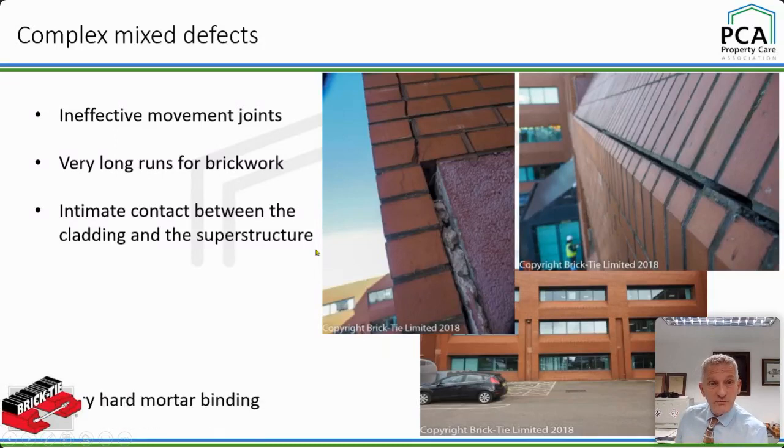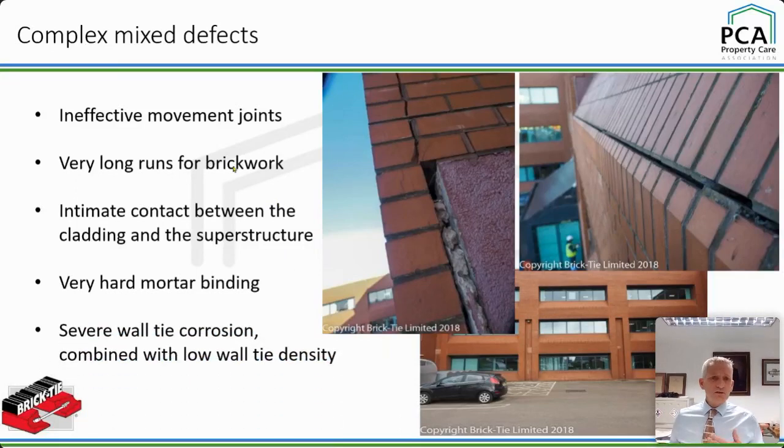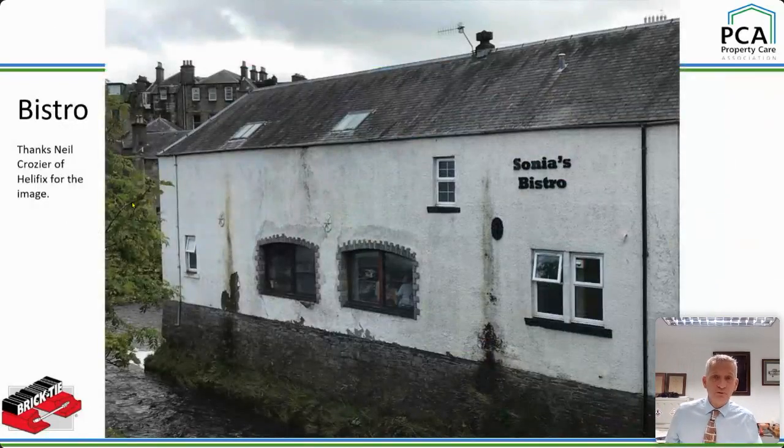What I said earlier, the point of resistance. We've got very hard mortar binding, which is terrible because it's not allowing the cladding to shuffle around as it warms up and cools down without causing a lot of cracking. It can't move. It's held hard by that mortar, so it just cracks. Severe wall tie corrosion as well, combined with low wall tie density. In fact, I used this as an example in my January webinar on this, and showed you some ties in it. So we're at the end now, folks.